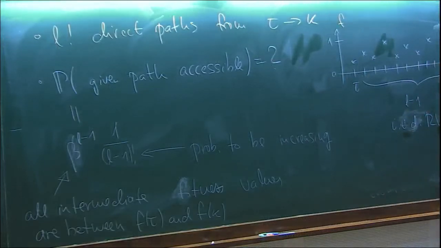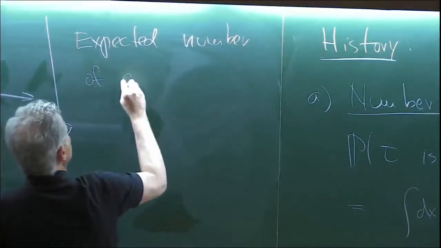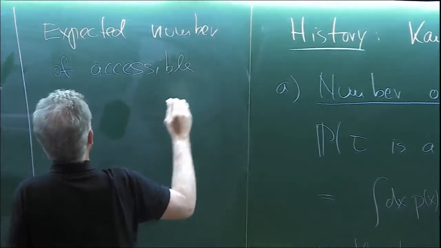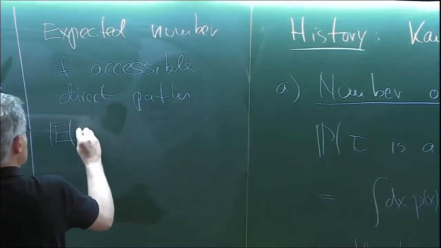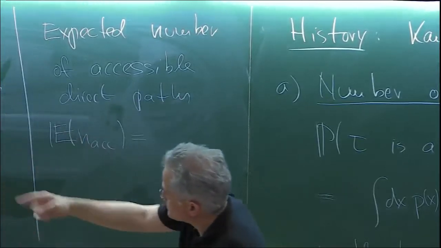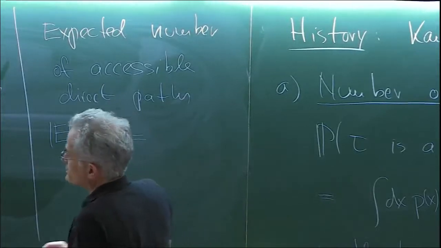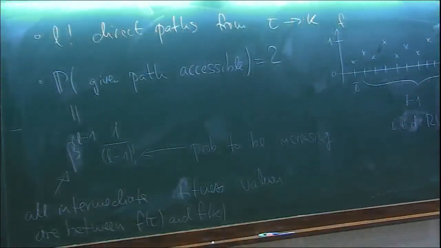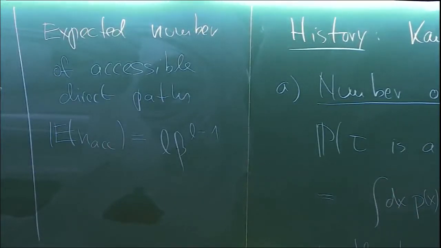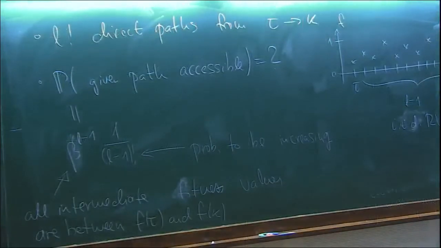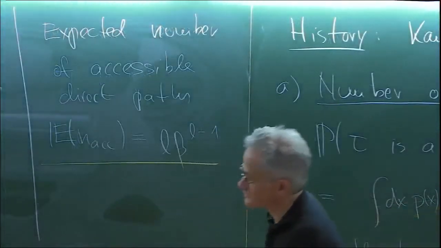Okay. So now, again, as over there, I can invoke linearity of the expectation. So I can say that the expected number of accessible direct paths is equal to the total number of paths times this. And so you see if you multiply this by L factorial, what you get is equal to L times beta to the L minus 1. So this is the expected number of direct accessible paths as a function of the fitness difference between the initial and the final point.